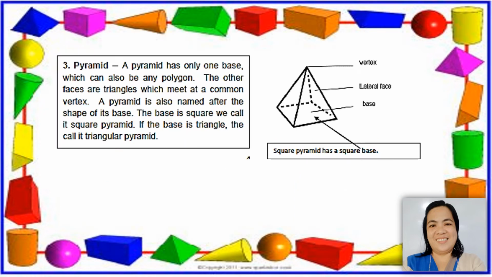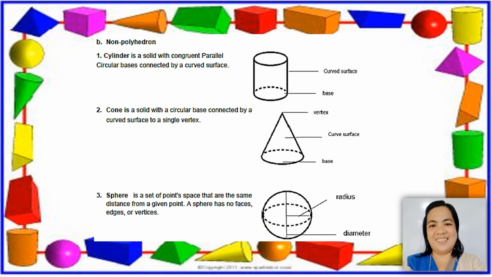Number 3, pyramid. A pyramid has only one base, which can also be any polygon. The other faces are triangles which meet at a common vertex. A pyramid is also named after the shape of its base. If the base is a square, we call it a square pyramid. If the base is a triangle, we call it a triangular pyramid. Letter B, non-polyhedron. Number 1, cylinder is a solid with congruent parallel circular bases connected by a curved surface.